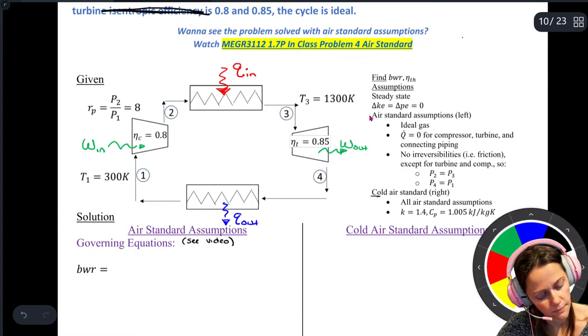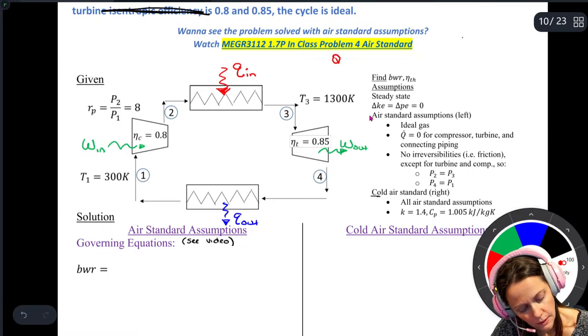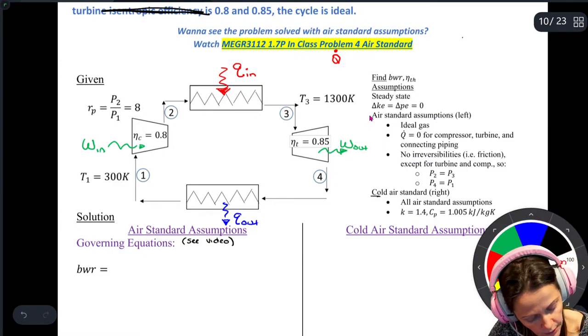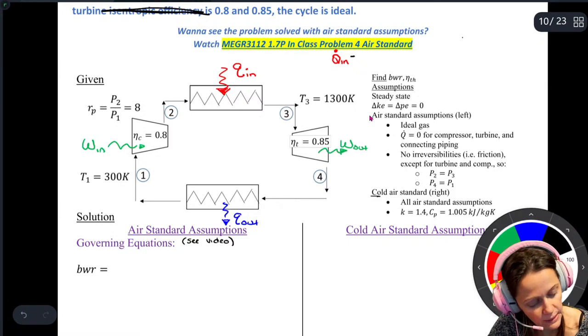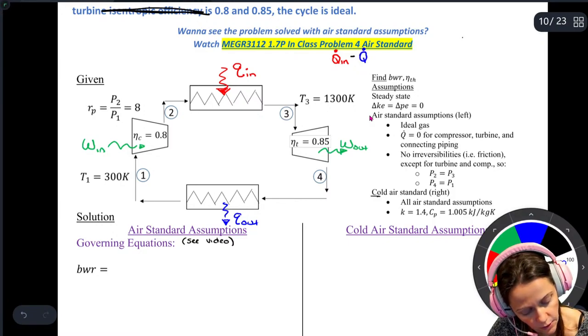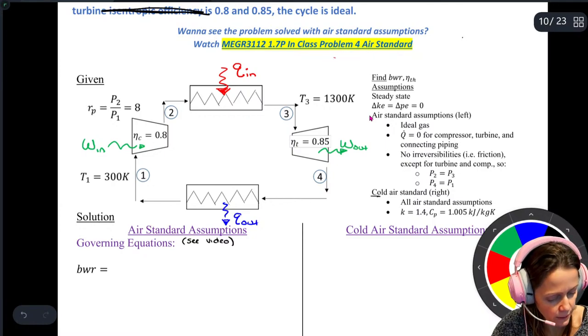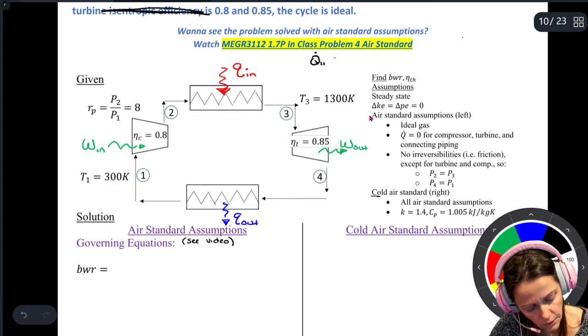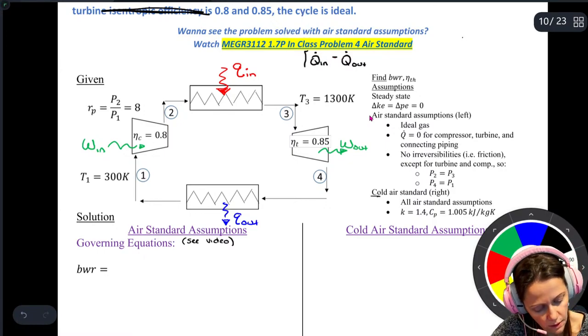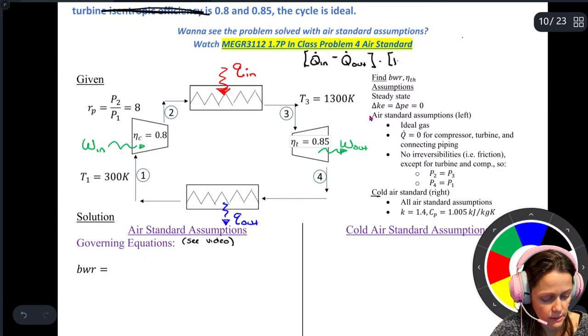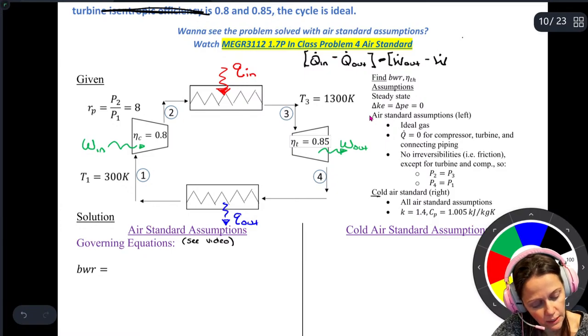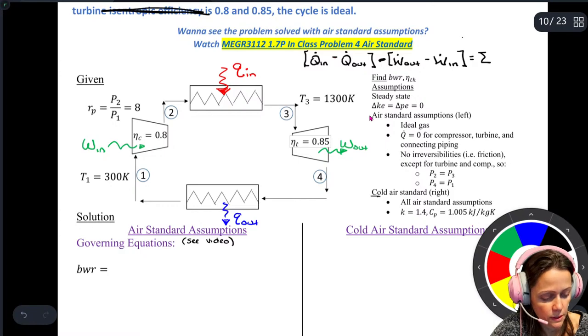So notice it's capital Q dot. So capital Q dot in minus... actually, just keep black and white. Q dot in, it's Q dot out, minus W dot out, minus W dot in. Sum of the M dot H's going out minus the sum of the M dot H's going in.